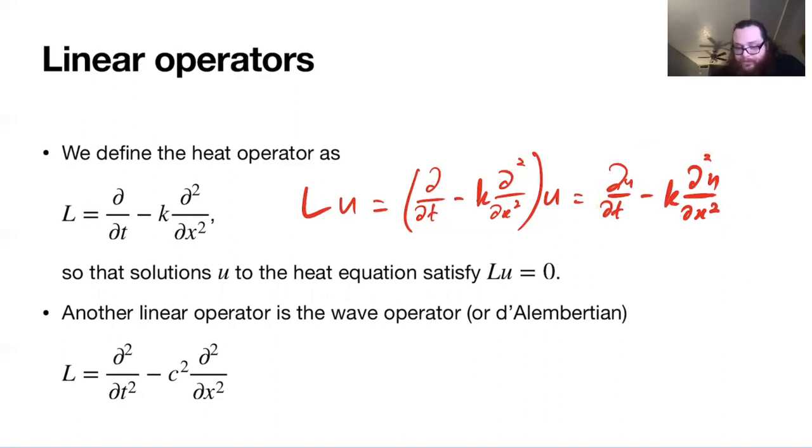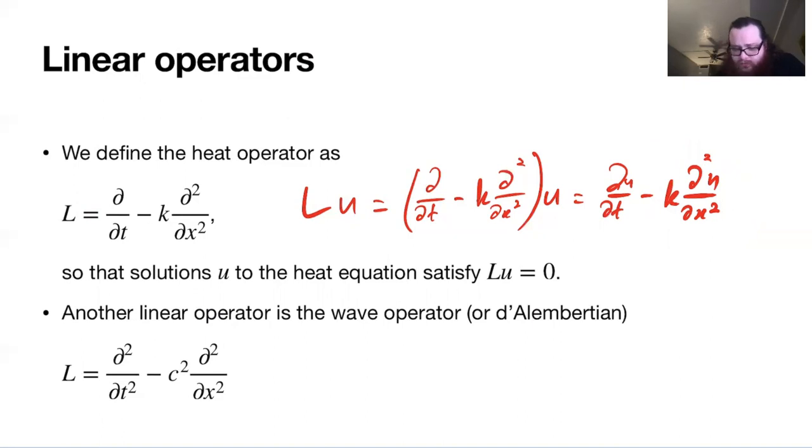And why do we care about this? Solutions to the heat equation, which are some of the things that we're interested in, are vectors u that satisfy L applied to u equals 0. And of course, if you actually write out what you have, this whole thing equal to 0, and move this to the other side, you get the heat equation that we've been studying.